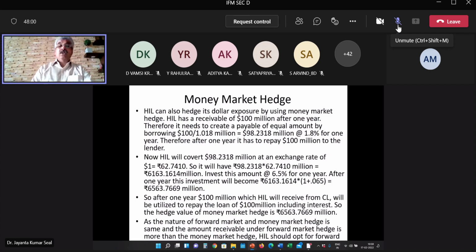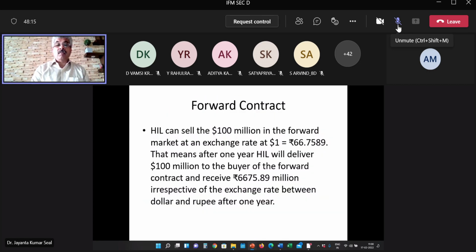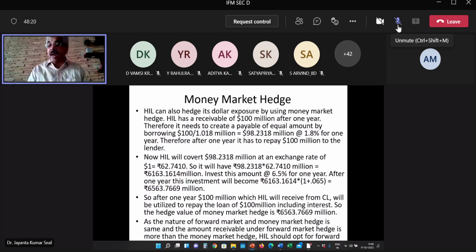So this is the money market hedge, and as I have told you, the nature of the money market hedge and the forward market hedge is the same. In this case, if you have a receivable, you choose the one where you will get more money. We are getting more money in the forward market hedge than the money market hedge. Money market hedge, we are getting 6563.7679. Forward market hedge, we are getting 6675.89. So we'll go for the forward market hedge. But in an ideal condition, as I have told you, the value of the forward market hedge and the money market hedge will be the same. Is that clear? Question, confusion? Anybody?